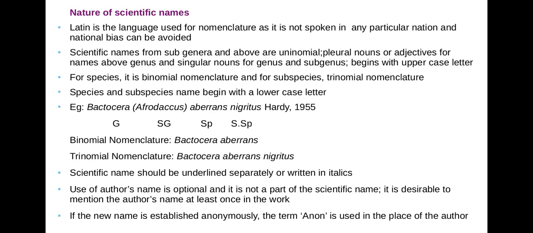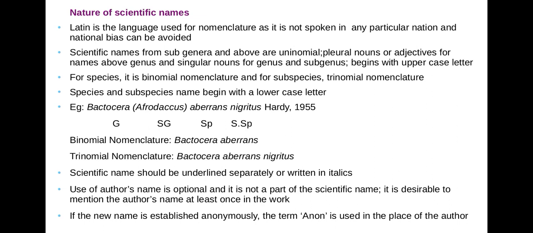The nature of scientific names: Latin is the language used for nomenclature, as it is not spoken in any particular nation, and national bias can be avoided. Scientific names from subgenera and above are uninomial. Plural nouns or adjectives for names above genus, and singular nouns for genus and subgenus, begin with an uppercase letter. For species, it is binomial nomenclature, and for subspecies, trinomial nomenclature. Species and subspecies names begin with a lowercase letter.